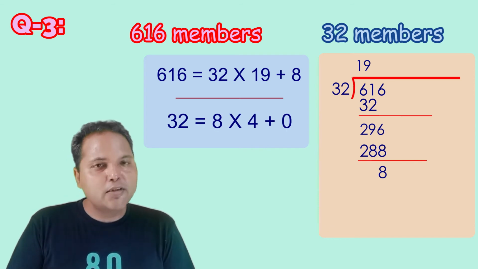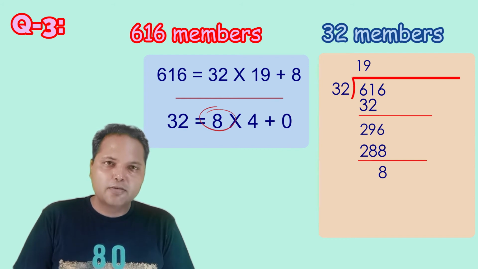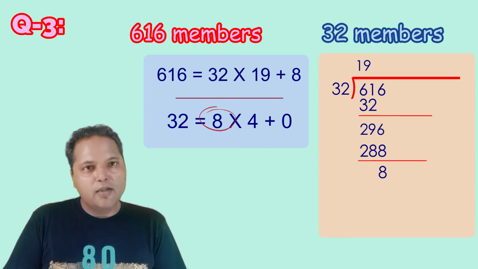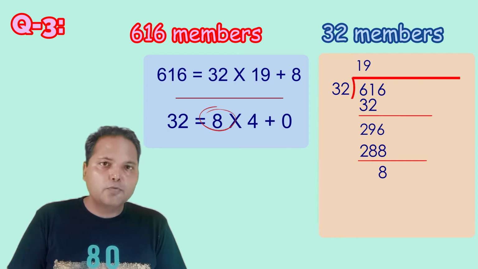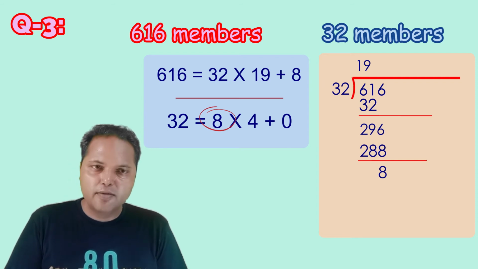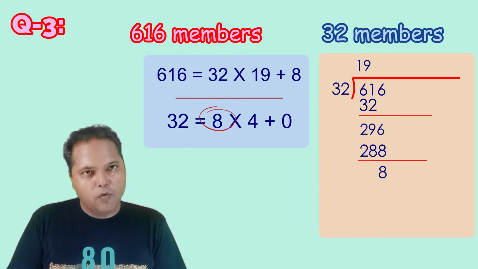So at this stage, the value of r is equal to 0 and the divisor is 8. That means the HCF is 8. And that means the possible common number of columns for both the groups can be 8. So now let's move on to question number 4.